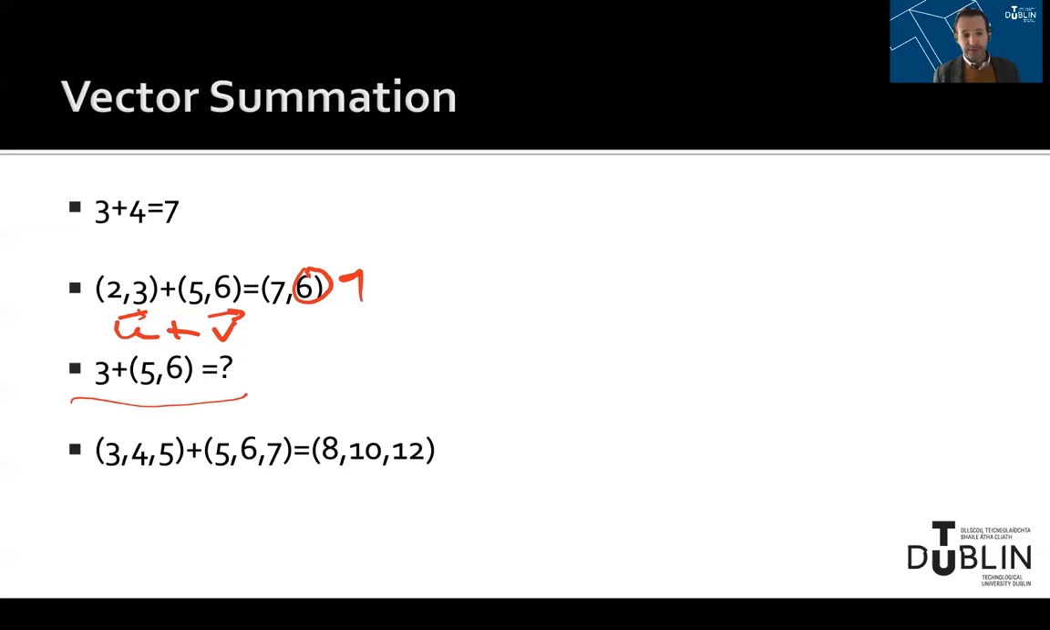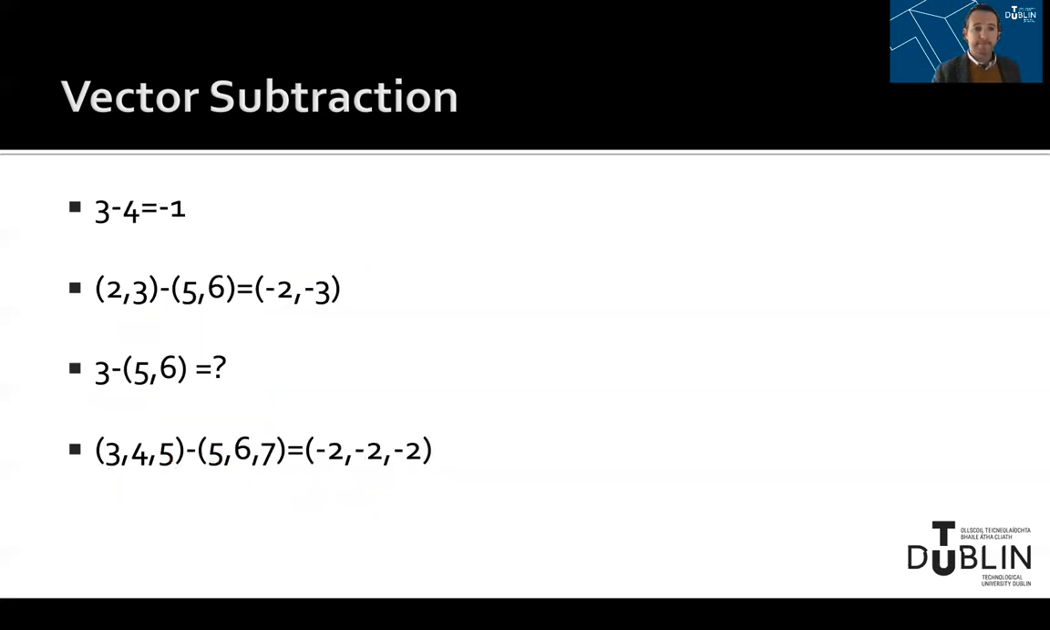And of course, 3D with 3D. 3 plus 5 is 8. 5 plus 8... 4 and 6 is 10. And 5 and 7 is 12. So very straightforward. Summation is so easy. It comes directly from 1 dimension.